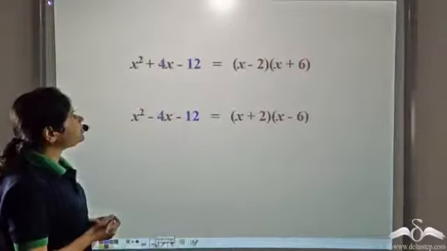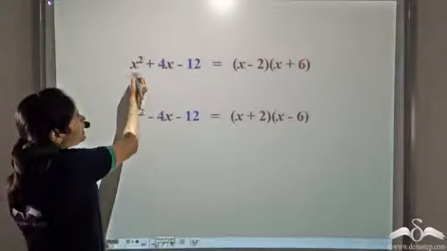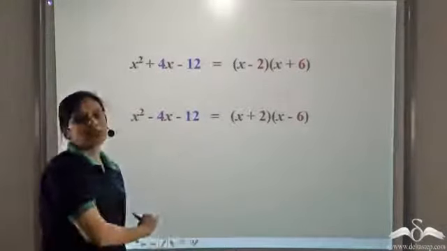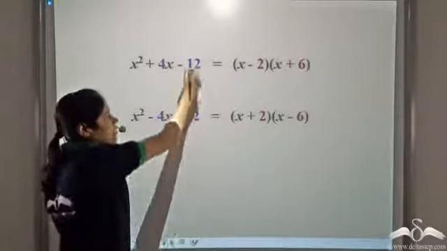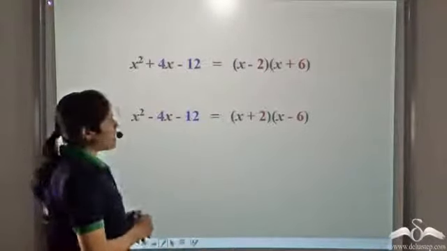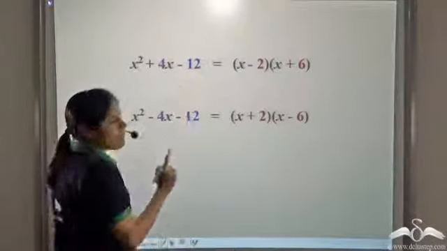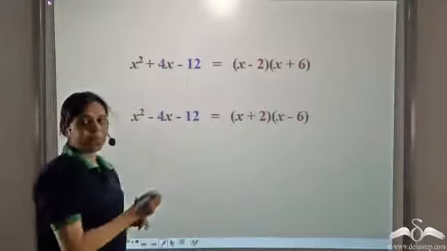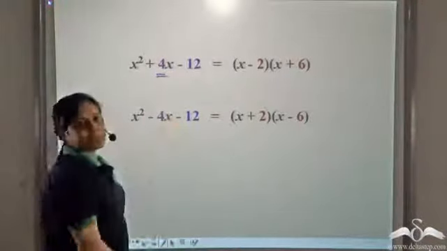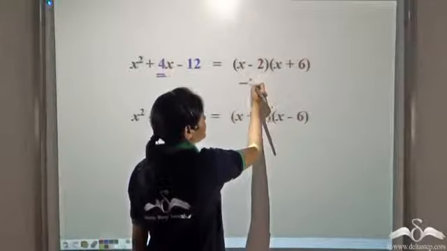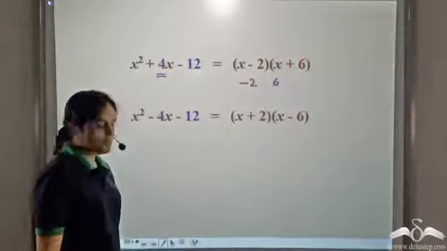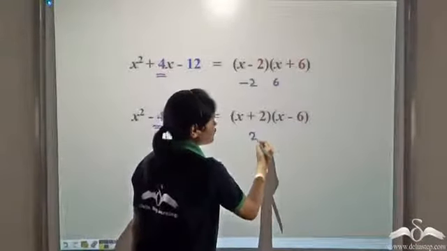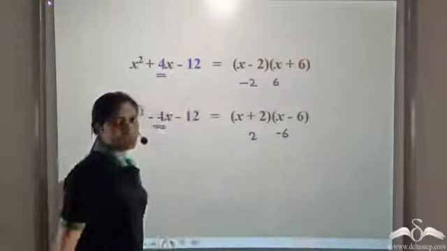Now notice an important thing. We have x squared plus 4x minus 12. We have x squared minus 4x minus 12. So we have a negative last term in both of them. Fine. So we need two numbers such that one of them is positive and the other is negative in both of them. We have a plus 4x here and we get the factors as negative 2 and 6. We have a minus 4x here. We get the factors as 2 and minus 6.